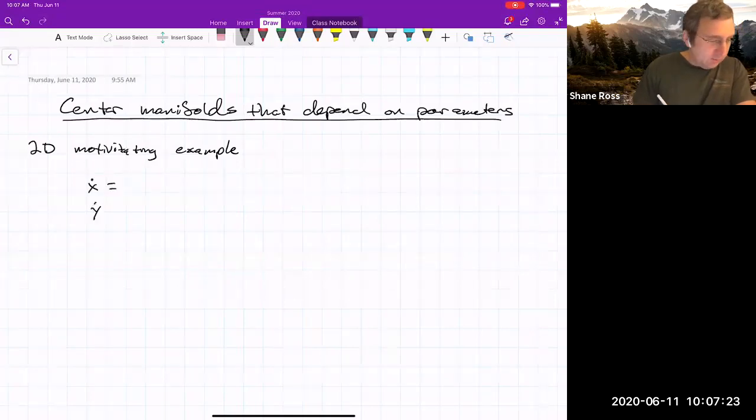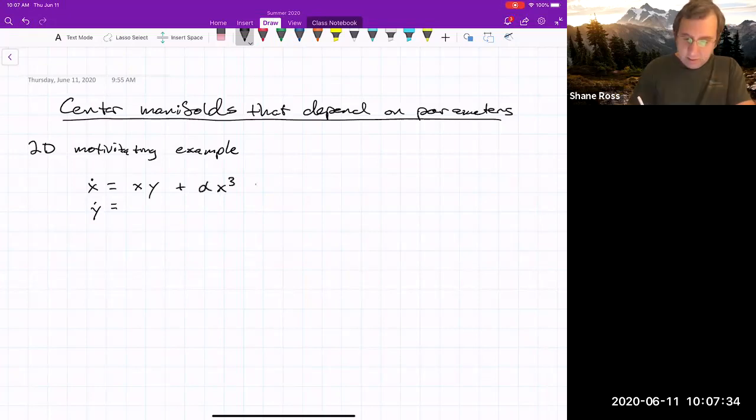So this is just 2D. Well, x dot and y dot. x dot equals, it's purely nonlinear. So we've got xy plus alpha x cubed plus beta x y squared. y dot equals negative y plus gamma x squared plus delta x squared y.